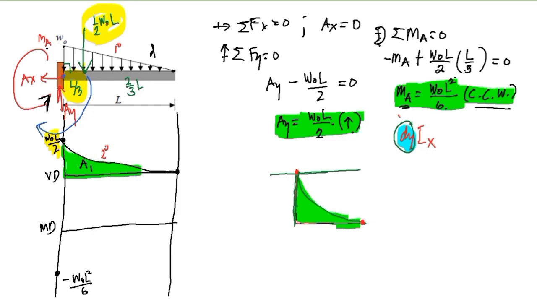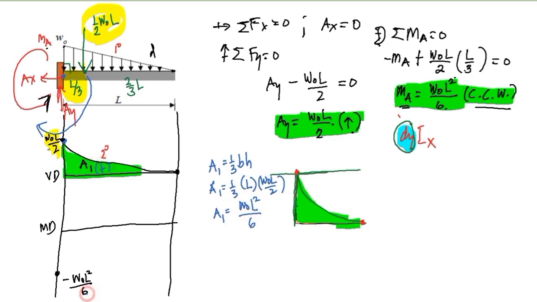Okay? So, computing for the value of area 1. Area 1 is just a spandrel. It's 1/3 base times height. Kasi kung parabola yan, it's 2/3. So, computing for that, we have area 1 is equal to 1/3. The base is equal to L, and the height is equal to WOL over 2. Ito po yung height na to, yung magnitude ng shear natin. So, we have here, area 1 is equal to WOL square over 6. And it's positive, no? Since positive yung area natin sa area 1.